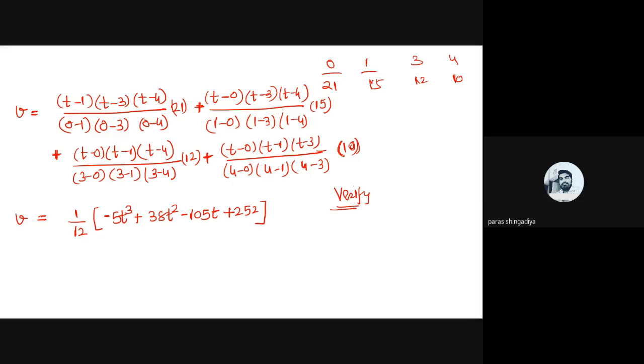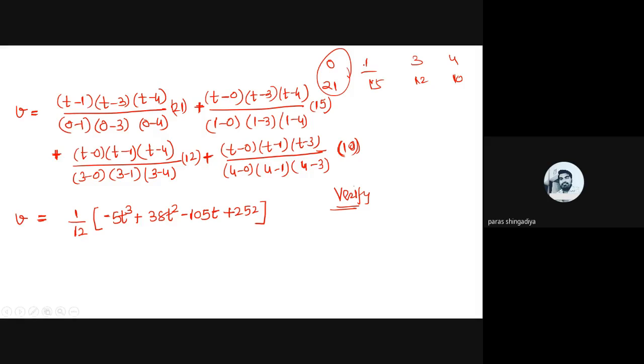So this is the equation of velocity which follows this data. It means when we replace t with 0, we get output 21. How is it 21? Replace t equal to 0 in this equation. The first term will be 0, second term will be 0, third term also 0, and the last term is a constant, so remaining is 252 divided by 12. And what is 252 divided by 12? That is 21. So when we replace 0, you get output 21, the first interval.